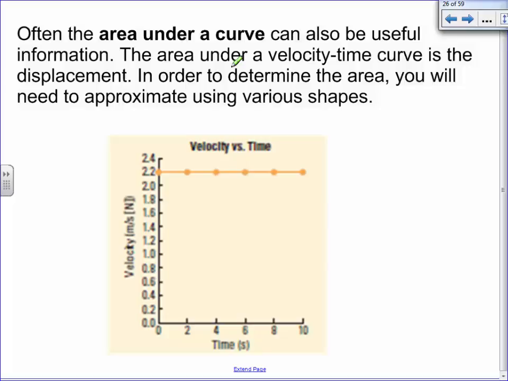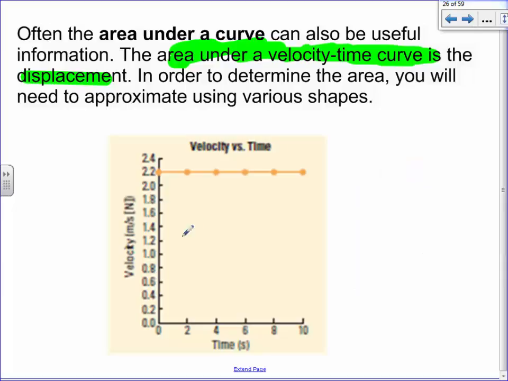Okay, so here's the third one. This one's not about slope, it's about area under a curve, is what we call it. A curve is just a fancy word for a line. Not all lines are necessarily straight lines, if that makes sense. So we just use the general term curve. The idea though is that if you have a velocity time curve and you find its area, it's the displacement. So I'm going to show you how to do that in this example here.